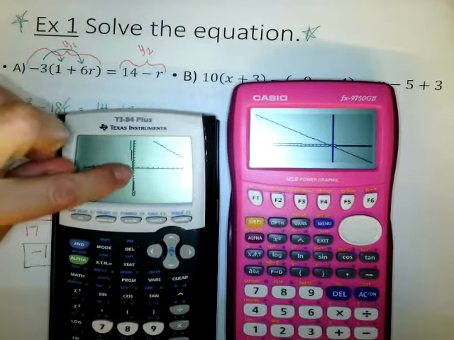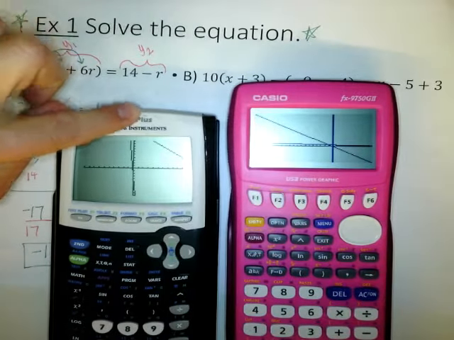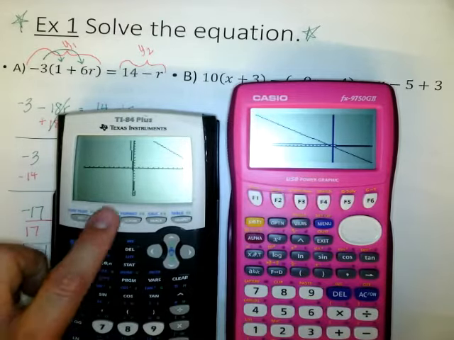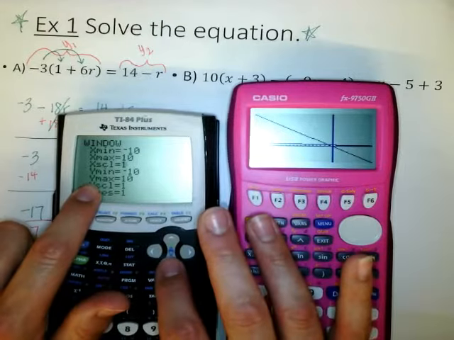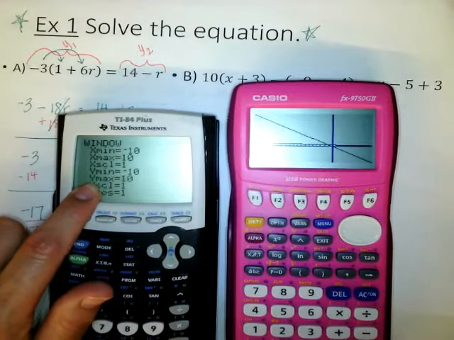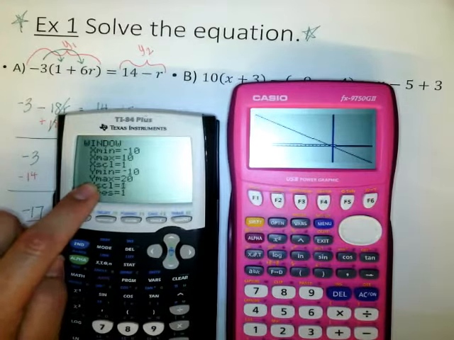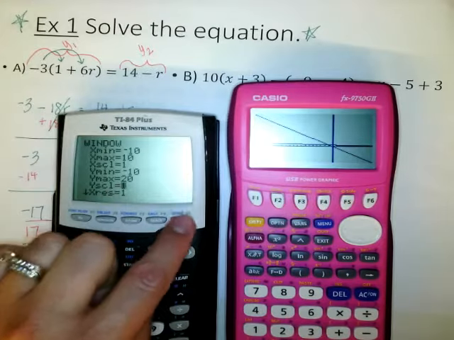What I need to do is make my y-axis taller. To make my y-axis taller, I'm going to go to Window, and I'm going to change my y maximum to something larger, like, I don't know, 20. So go to Window, change that maximum y value to like 20, and then hit Graph.